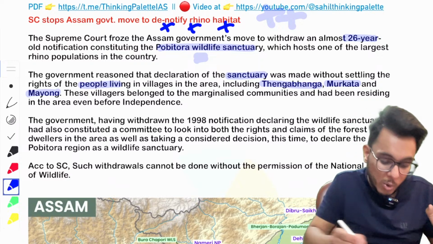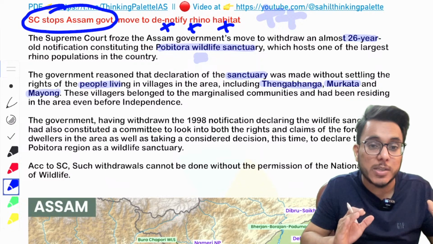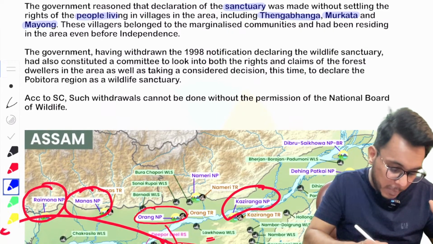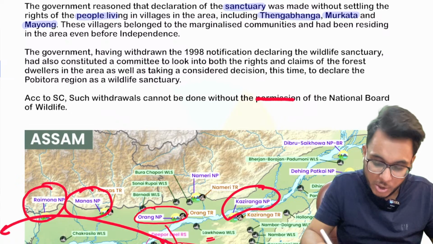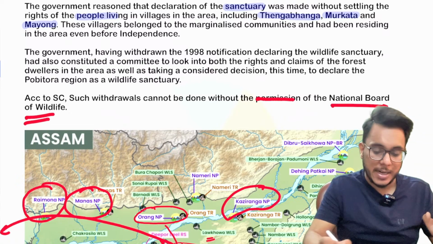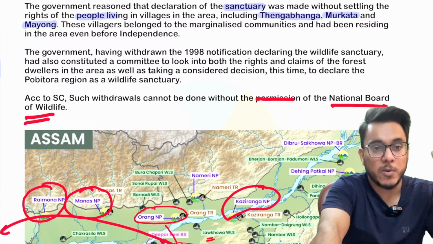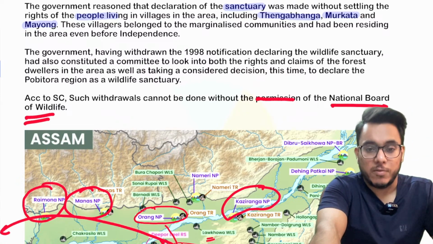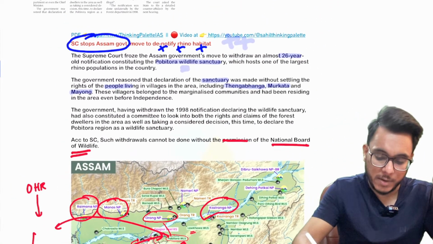So the government says that we are withdrawing this notification declaring Pobitara as a sanctuary. Now the Supreme Court has stopped the Assam government from withdrawing this notification. The Supreme Court said that you cannot withdraw this notification without taking the permission of the National Board of Wildlife, and also environmentally it will be devastating if you withdraw it, because you know how much concentration of one-horn rhino is there. So this is all about this issue. I hope that you have understood it.